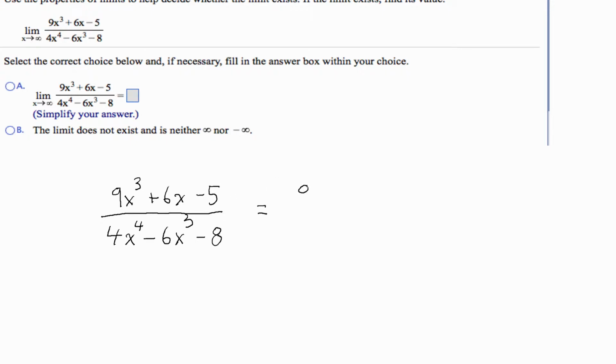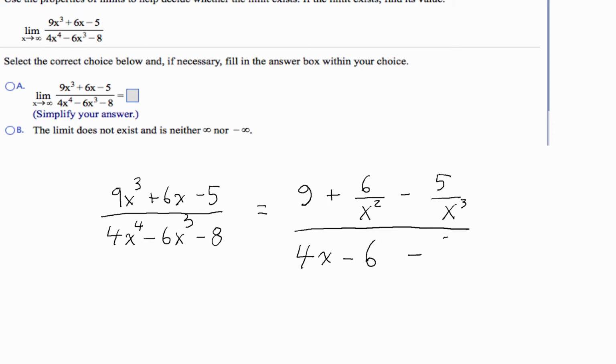I get 9 plus 6 over x squared minus 5 over x cubed, divided by, now here I get 4x, there's still an x because there's an x to the 4th. x to the 4th divided by x cubed is just x. And minus 6 minus 8 divided by x cubed.